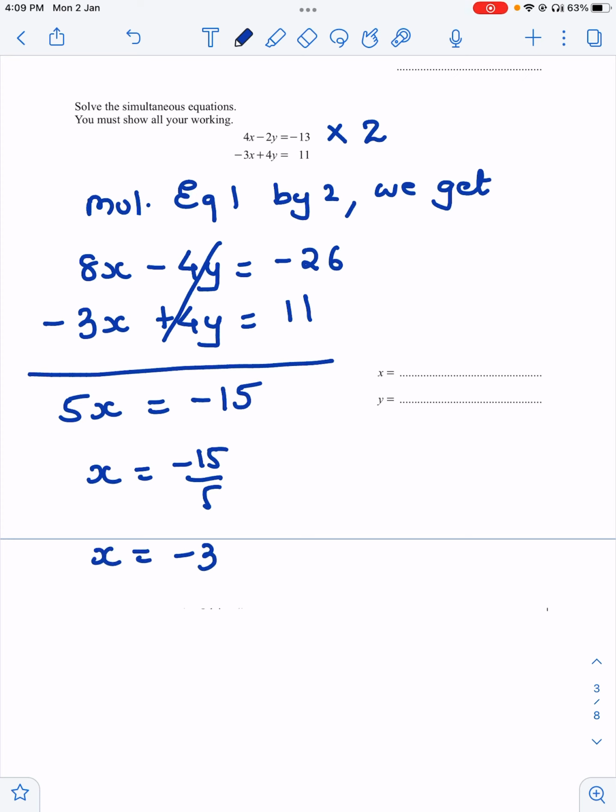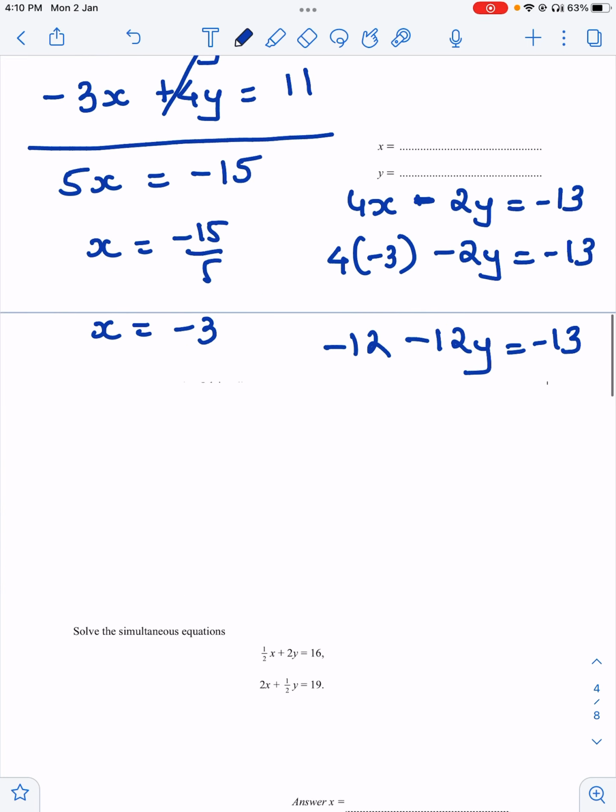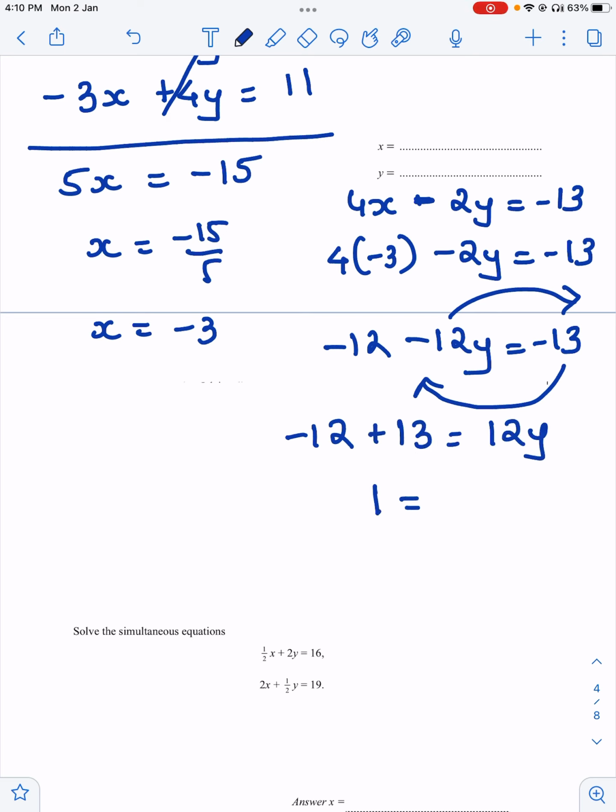X is equal to minus 3. Now substitute the value of x as minus 3. I get 4x minus 2y is equal to minus 13. 4 into minus 3 minus 2y is equal to minus 13. Minus 12 minus 2y is equal to minus 13. Again the same rule. Minus 12y goes that side. Minus 13 comes this side. So it becomes minus 12 plus 13 is equal to 12y. 13 minus 12 is 1 is equal to 12y.